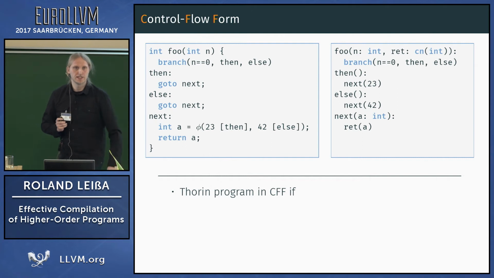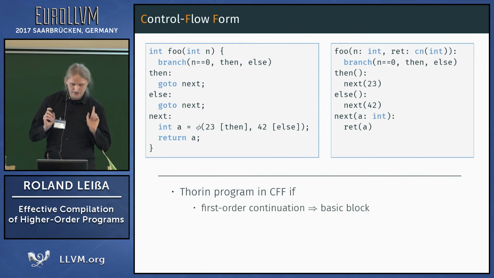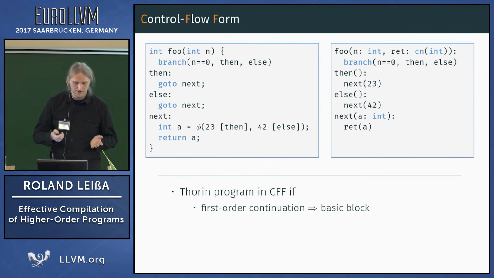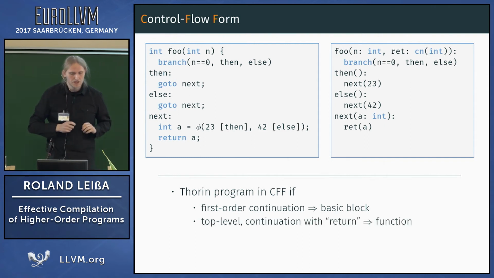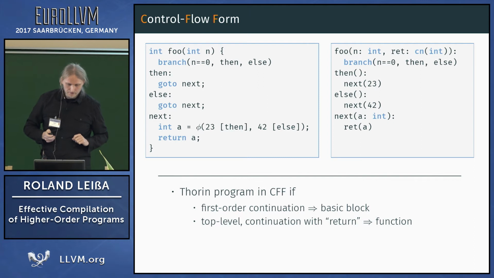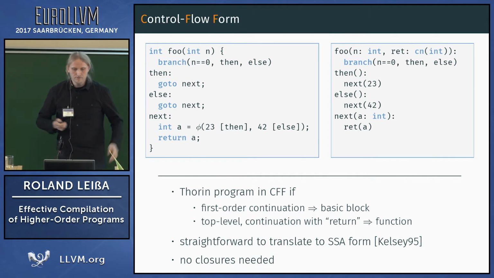So let's have a look at a bunch of optimizations we are doing. The first thing you probably would note is that those two representations, putting syntax aside, basically look the same. To be more precise, we're talking about control flow form, which, putting syntax aside, is the same. So we have those first order continuations, which means these are continuations which don't receive any higher order arguments. So these are basic blocks, like then, else, and next. And all top-level continuations, where we have this one higher order argument, this return, is a function. And this is pretty straightforward to translate from the left-hand side to the right-hand side, or vice versa. And if we have a program which is in this control flow form, we don't need any closures.